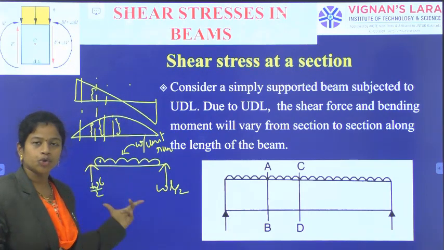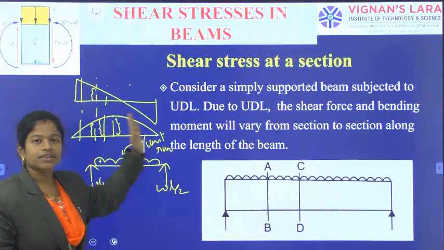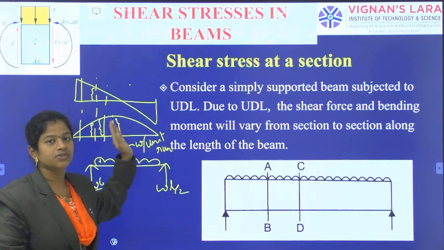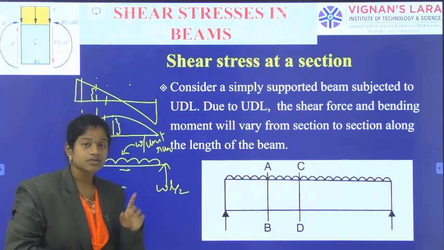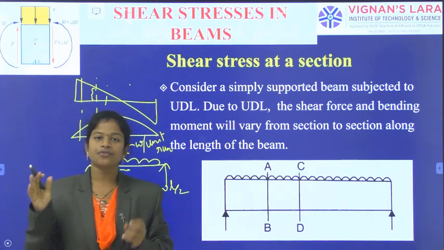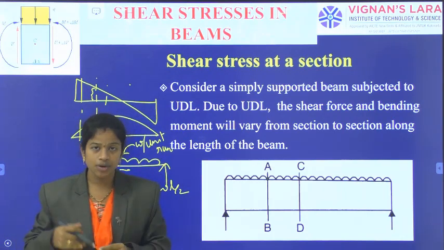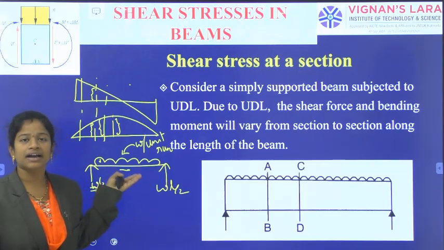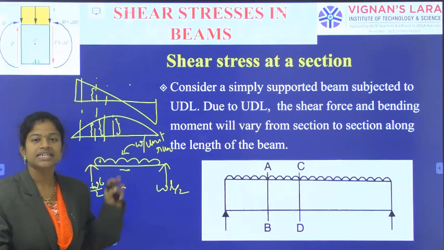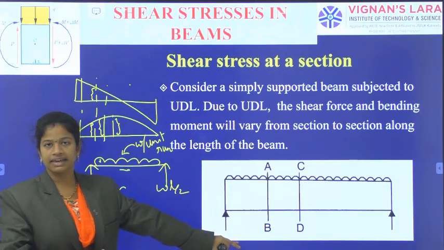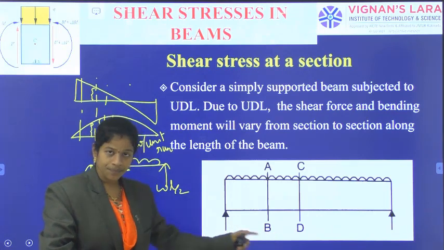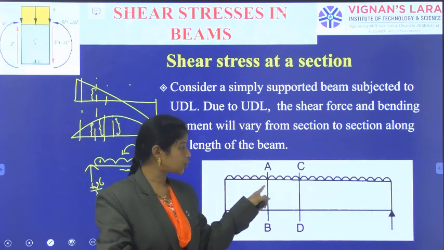Okay, so due to that UDL, along the length of the beam from section to section the shear force is varying, and along the length of the beam from section to section the bending moment is also varying. In the pure bending condition we took zero shear force and constant bending moment, but in actual practice these cases may occur. That's why from section to section some shear forces and bending moments are varying. Such a type of loading I have taken here. Okay, so we have considered a simply supported beam and it is being subjected to a UDL.